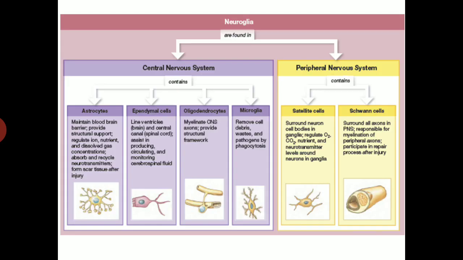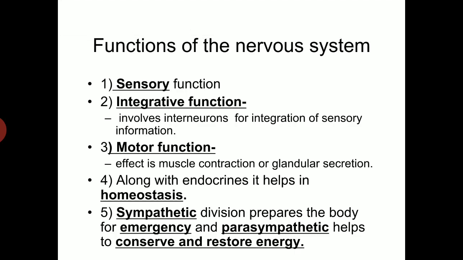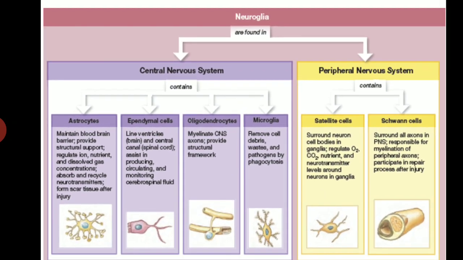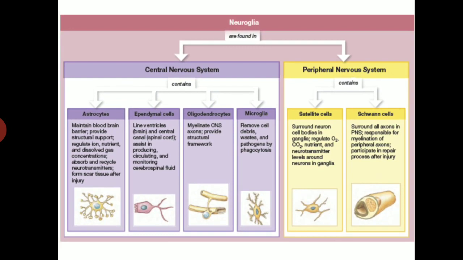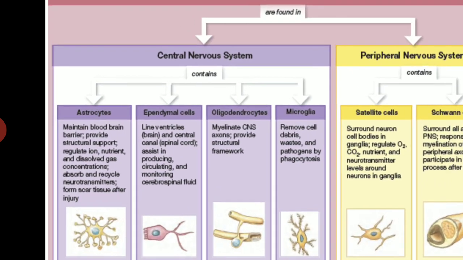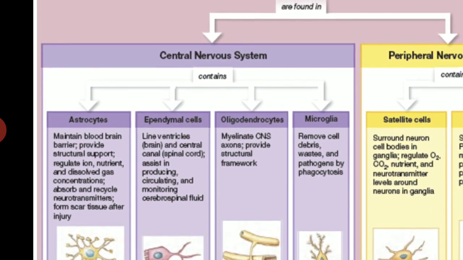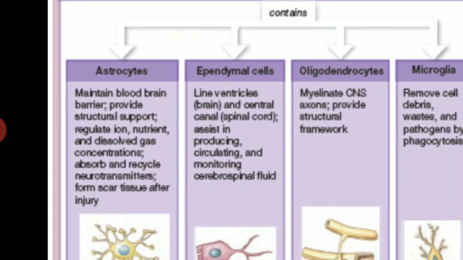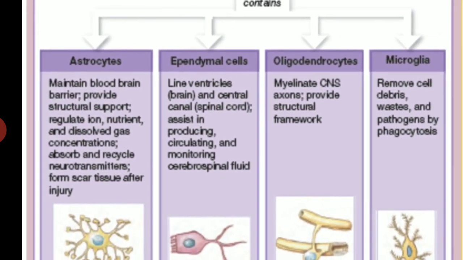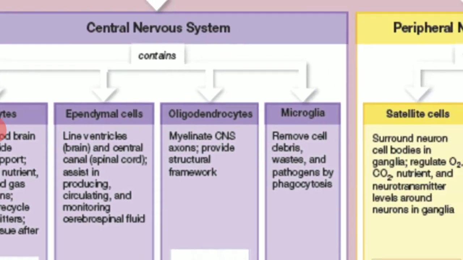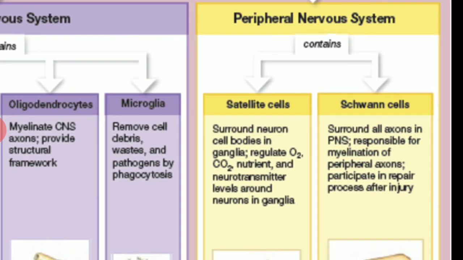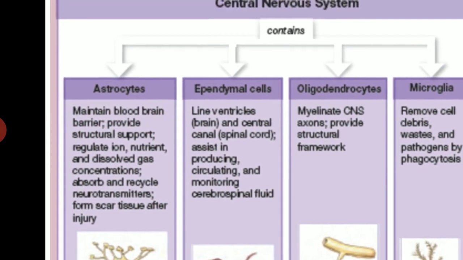Now neuroglia are basically supporting cells in the nervous system. They are found in the central nervous system as well as in the peripheral nervous system. In the central nervous system, there are four types of neuroglial cells: astrocytes, ependymal cells, oligodendrocytes, and microglia. And in the peripheral nervous system, there are two types of cells: stellate cells and Schwann cells.